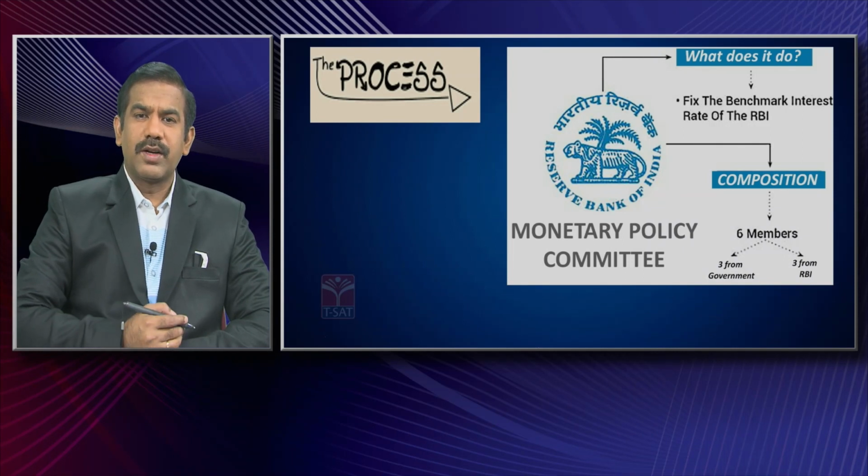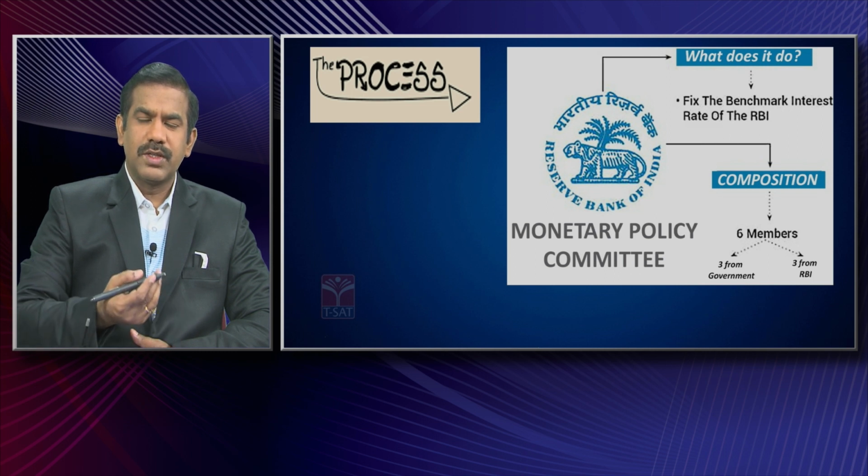Now let's go ahead and see how this monetary policy is formulated. How is this monetary policy formulated? As such, we started with the definition that monetary policy refers to the use of certain policy instruments by the central bank to alter the supply of money, thereby influencing credit in the economy. But how are these decisions made?